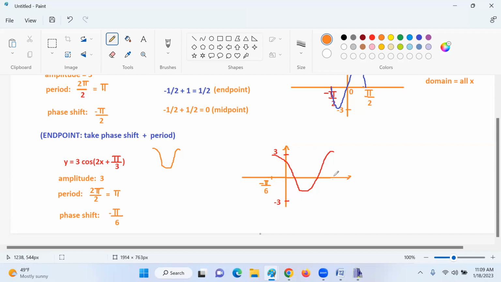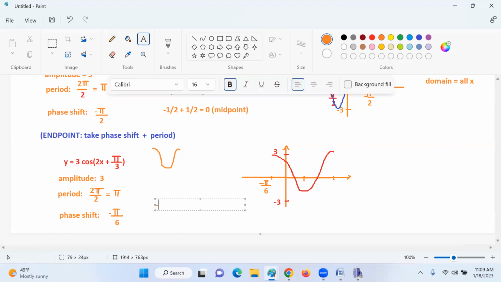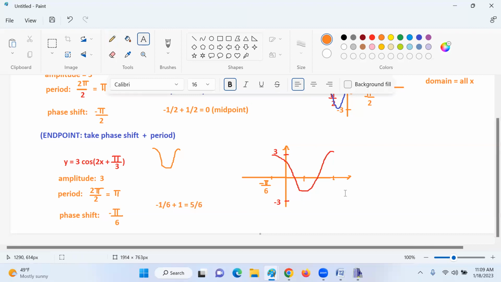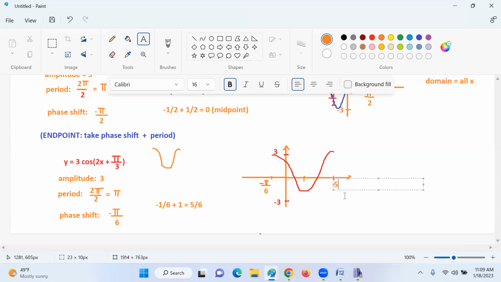Okay, are we good? So this is the end period. Now the problem is we need to determine the lowest point from the half period and then the highest point again. So what should we do? How can we do that? We're going to take 1/6, negative 1/6, plus pi, plus 1, which is pi. The whole here is 1, so that'll be 5/6 pi. So the ending point should be 5 pi over 6. Are we good?